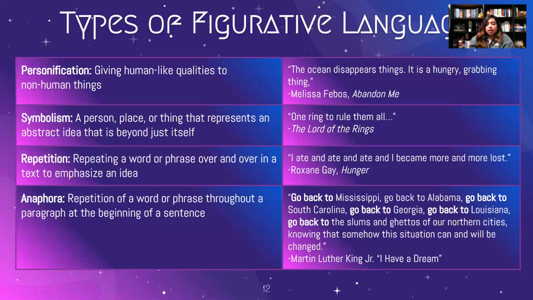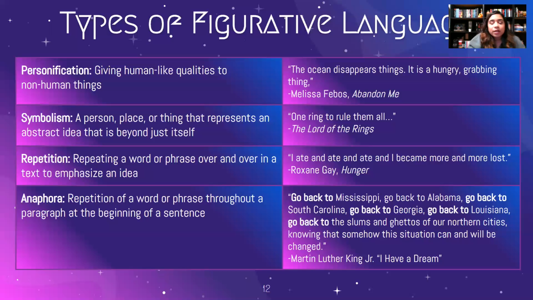And then we have anaphora. An anaphora is the repetition of a word or a phrase throughout a paragraph at the beginning of a sentence. So you're going to see a full paragraph in a text. And if you see anaphora, it's because the word is being repeated at the beginning of the sentence. So in Martin Luther King Jr.'s I Have a Dream, which we read earlier this year, he says, "Go back to Mississippi, go back to Alabama, go back to South Carolina, go back to Georgia, go back to Louisiana, go back to the slums and ghettos of our northern cities, knowing that somehow this situation can and will be changed." So he's using anaphora by repeating "go back" over and over in that text.